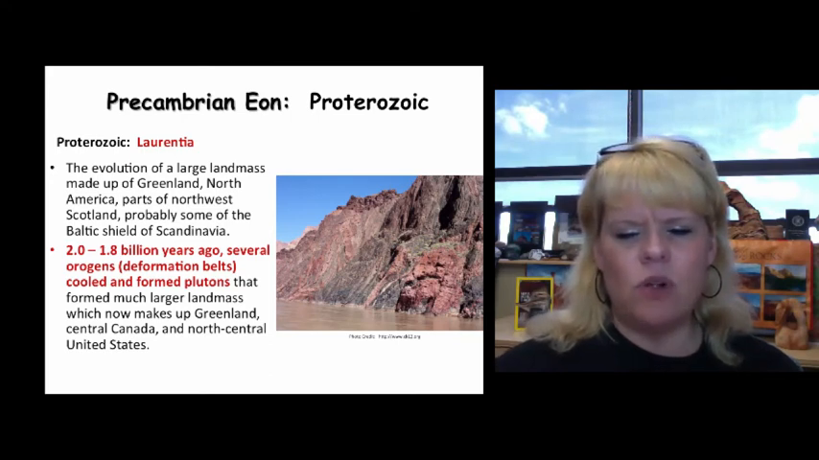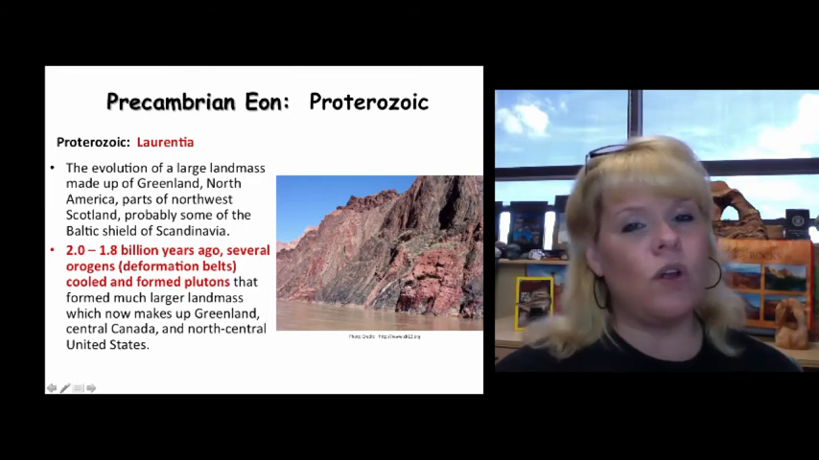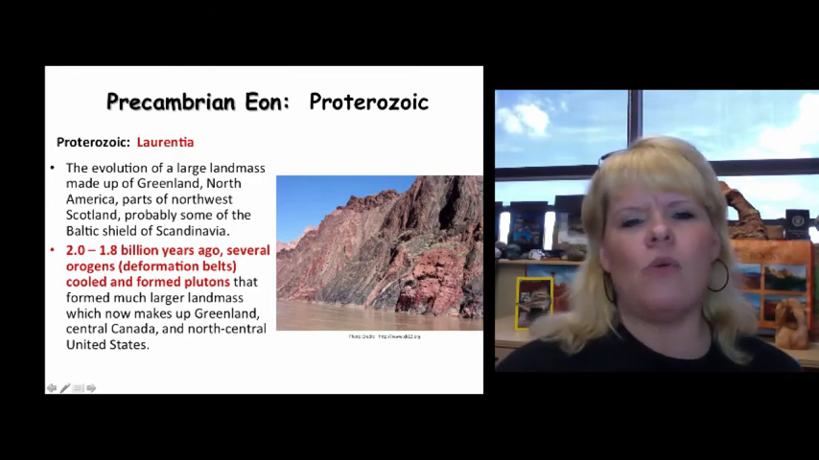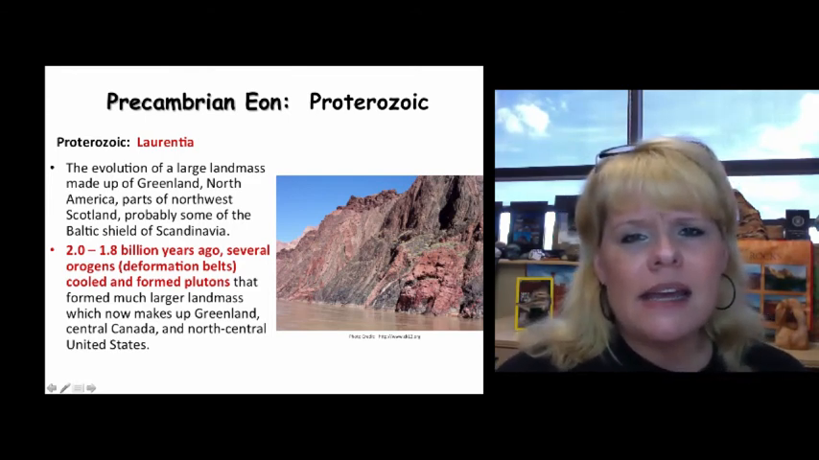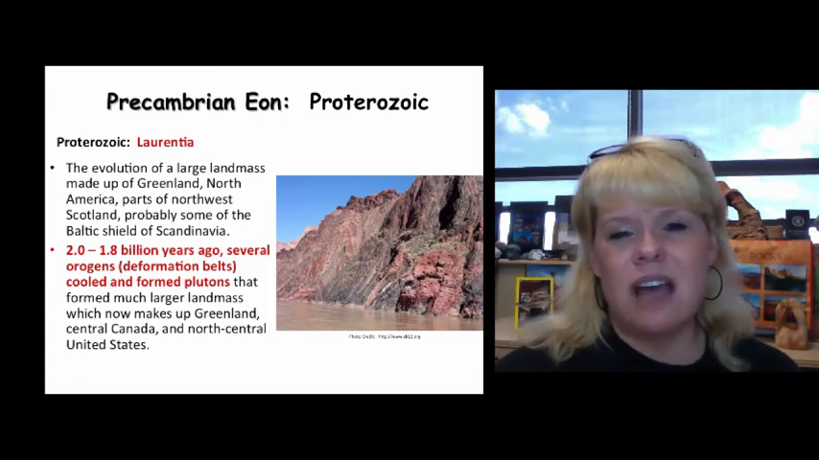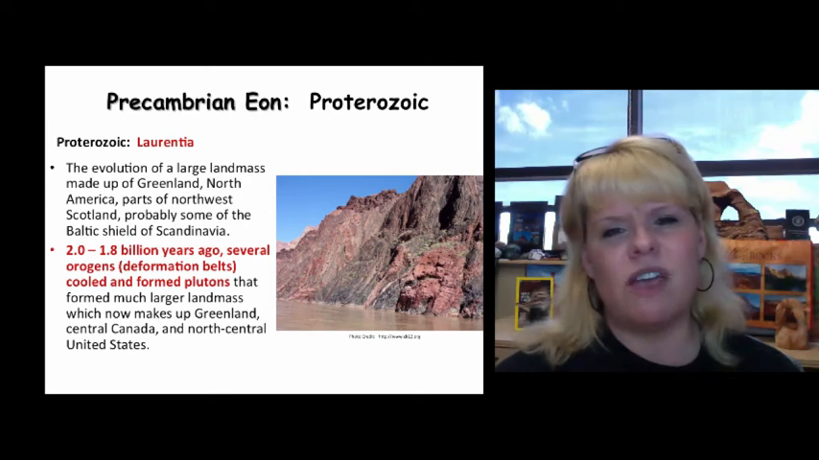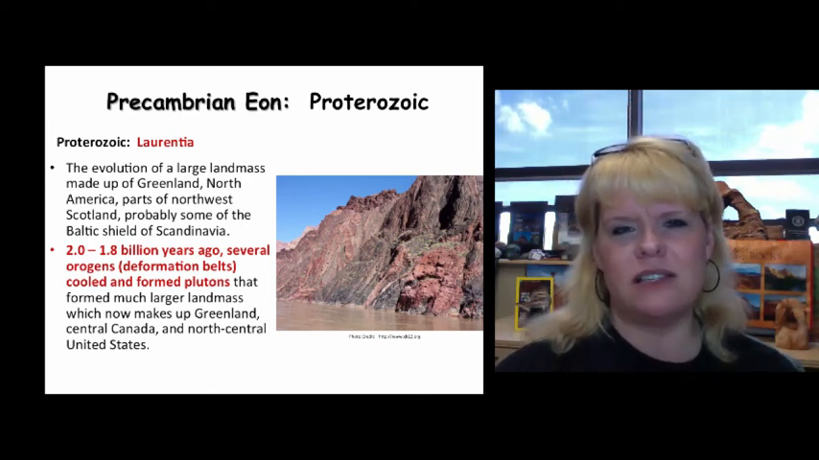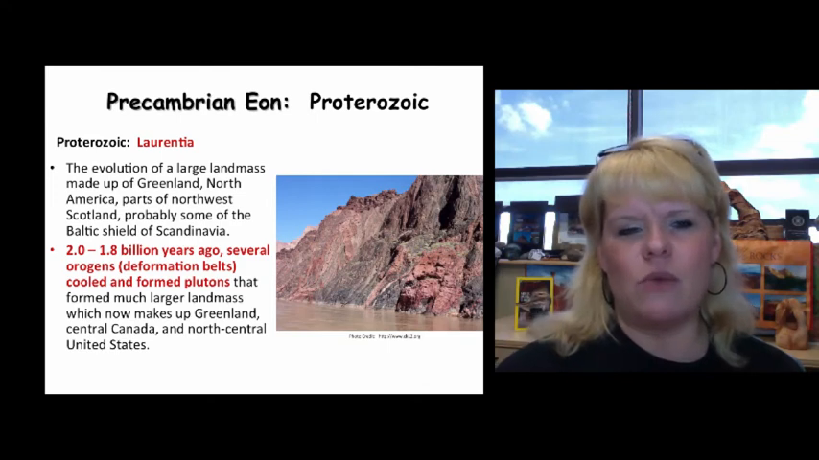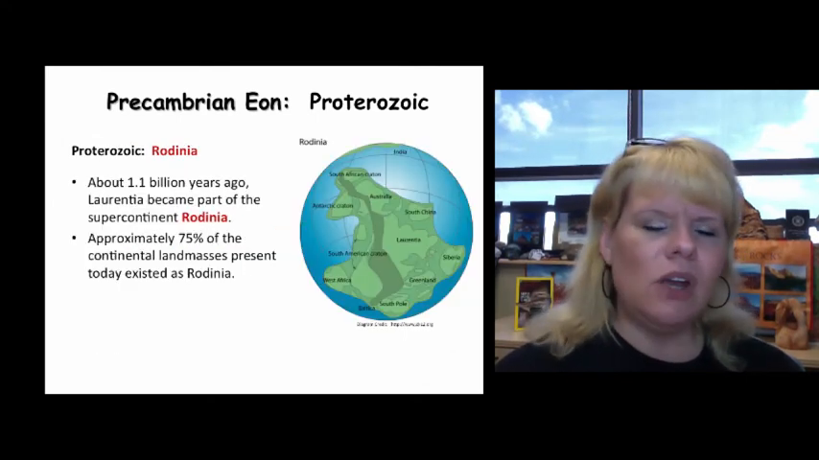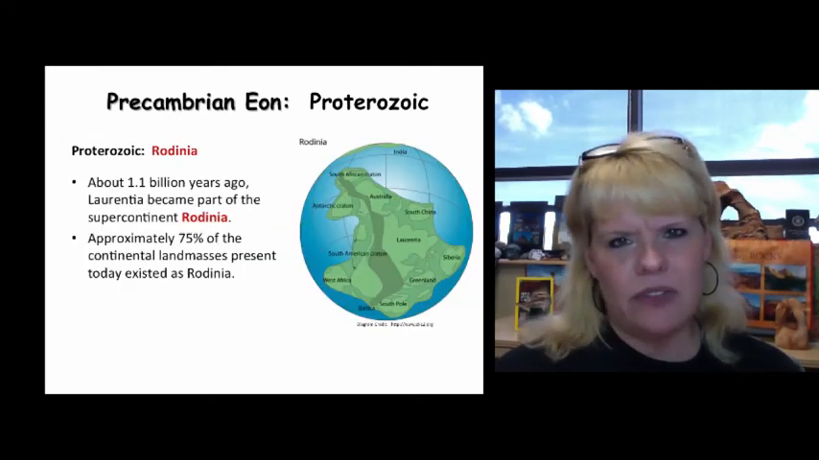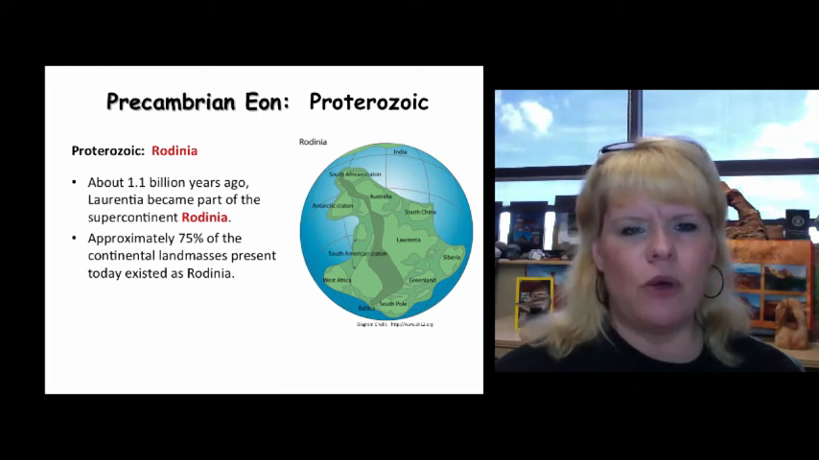An example of some of this material might be rocks that you would see in the core of the Grand Canyon, where Laurentia was being made. Those are that time frame of age, which would be like the Vishnu schist, which is the famous rock layer that's the core of very large mountains that existed back when this area was made. Which brings me to an important concept about the Proterozoic.